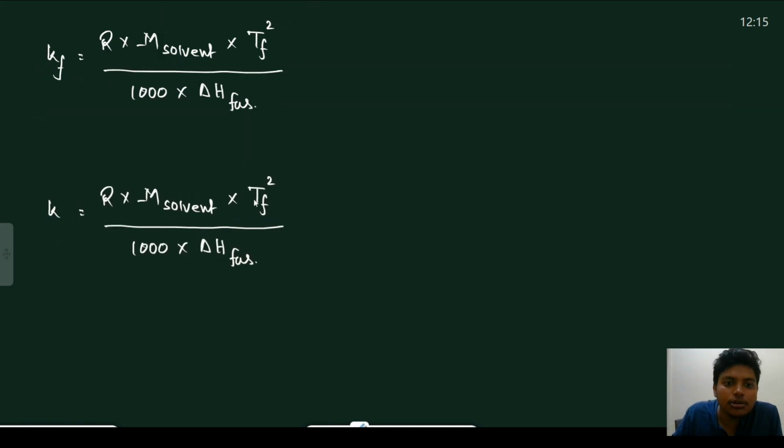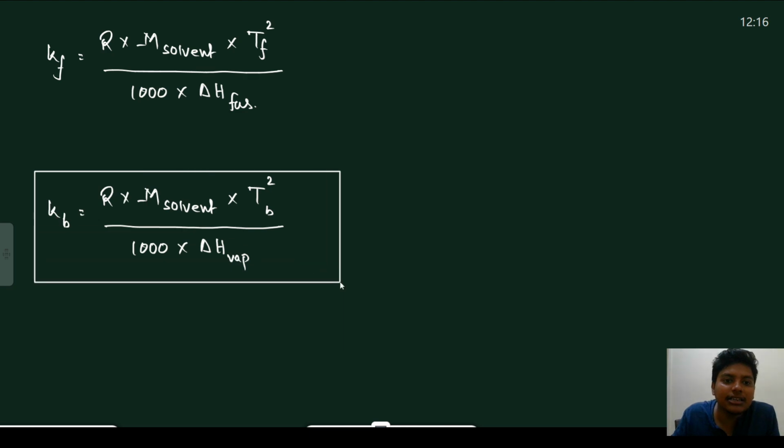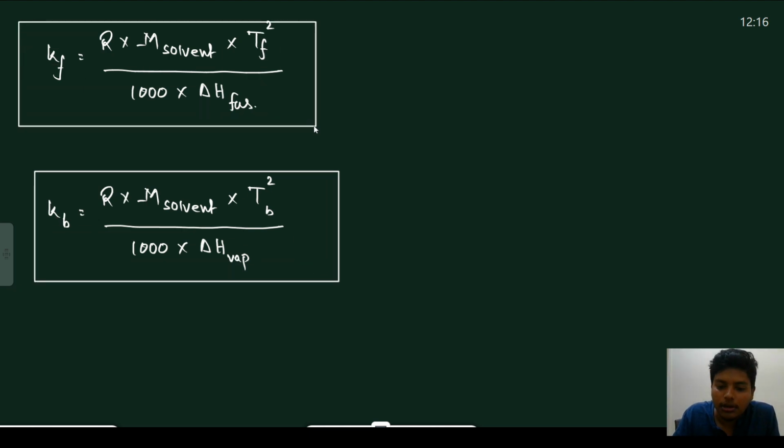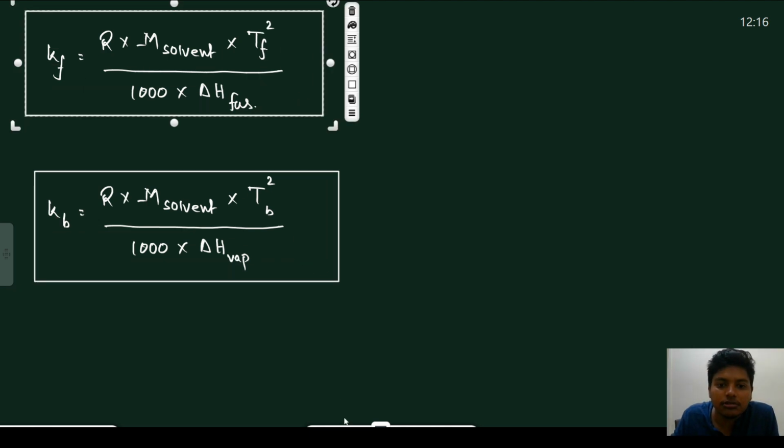What is this delta H of fusion? Delta H is an enthalpy change. You know what fusion is? Vaporization means liquid to vapor. Fusion means liquid to solid. Clear? And what is R? R is the universal gas constant. R is nothing but the universal gas constant.